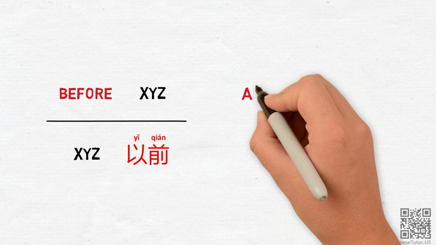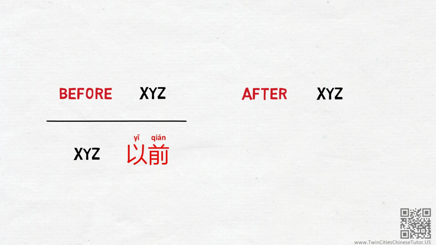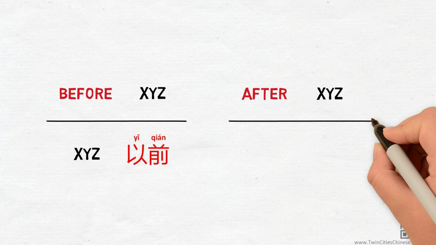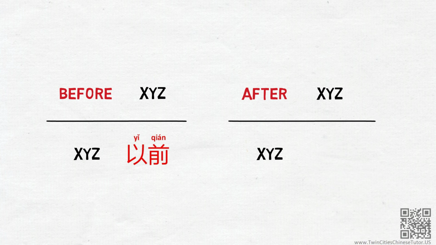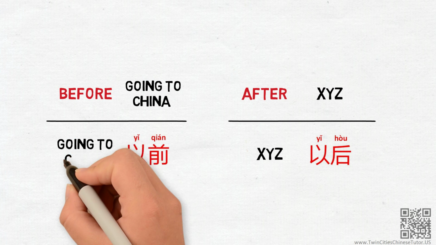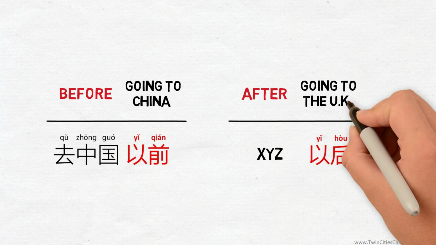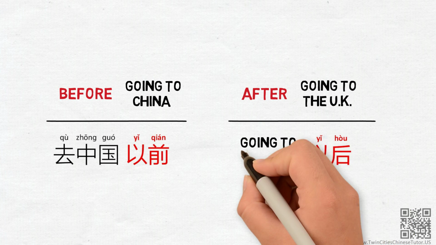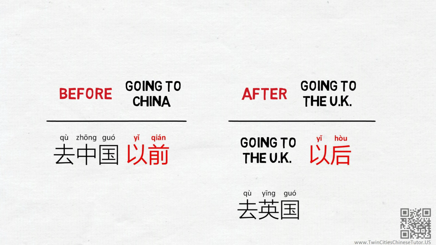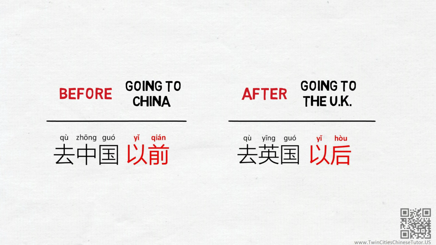Similarly, when you want to say after XYZ, we need to change the order when using 以后 and say it as XYZ 以后. For example, before going to China would be going to China 以前 or 去中国以前. After going to the UK would be going to the UK 以后 or 去英国以后. Why do Chinese say it that way?